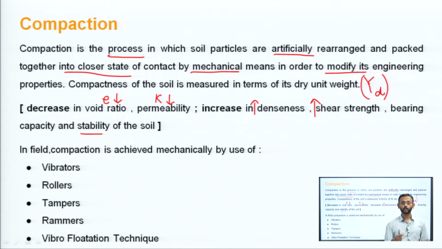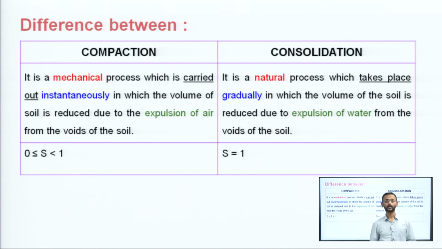Now, how to achieve this compaction? So, you have known this thing, that is the process, it is artificially rearranged, and then third is the mechanical. So, what are the different mechanical processes? Now, see, in the field it is achieved by vibrators, rollers, tampers, rammers and vibroflotation technique. So, we will be studying it in detail, these all the compaction equipments that have to be used. Now, the very first thing here, what is the difference between compaction and consolidation? The terms look almost similar, but there is a very big difference.